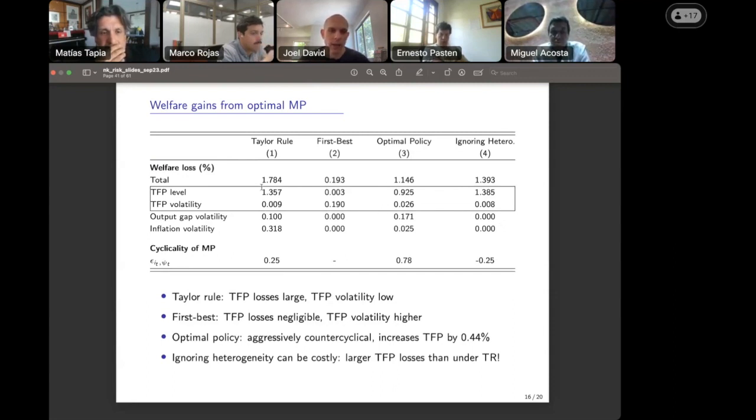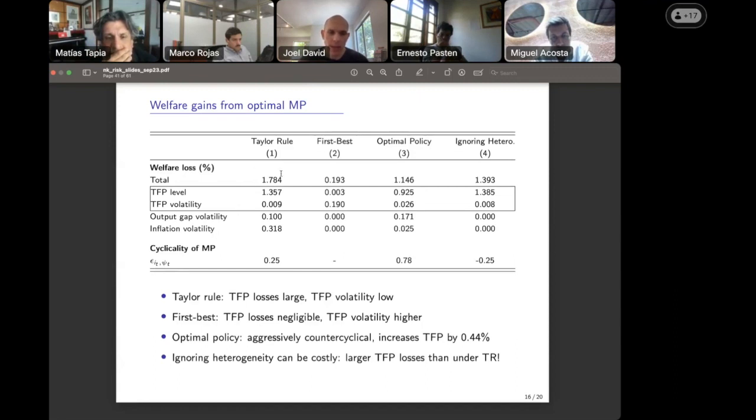The top row of the table shows total welfare losses. The next 4 rows break it down into the 4 elements I showed you in the social welfare function: the level of TFP, the volatility of TFP, output gap volatility, and inflation volatility. And the last row shows what I mentioned is a really natural gauge for the cyclicality of policy, which is the elasticity of the nominal interest rate to TFP. So think about that as how pro-cyclical is the nominal interest rate.